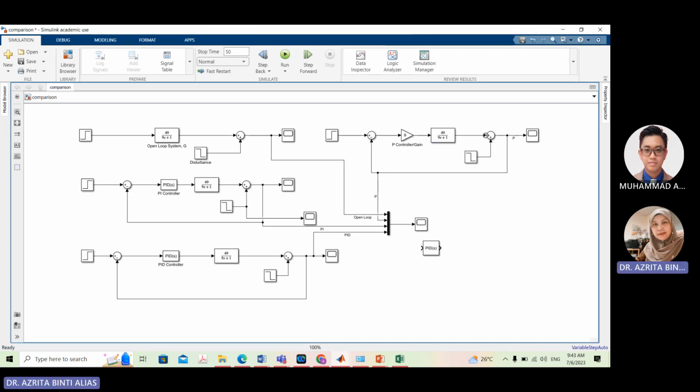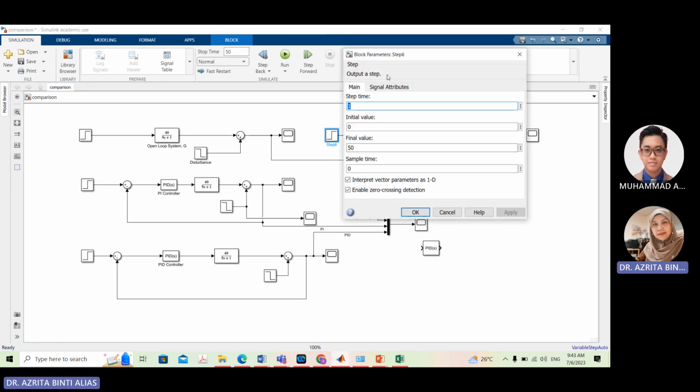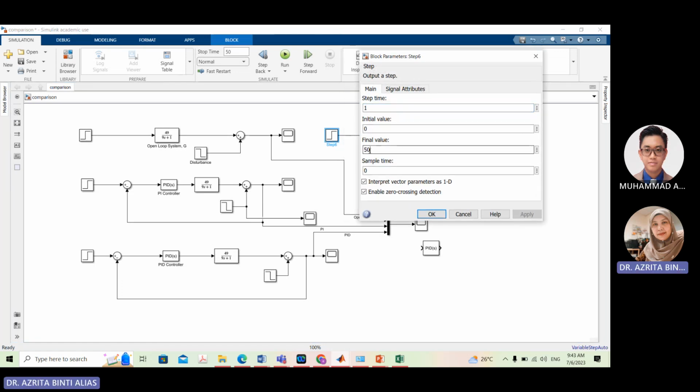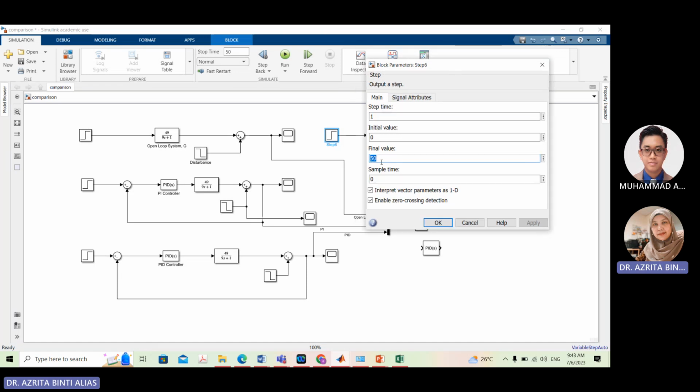Okay, since the system here is the closed loop system, we need to draw the closed loop system here. Okay, and add the disturbance, the same disturbance value from here. So you just copy it and put it here. And then for the step input here, we need to put 15 as the final value for the closed loop system. So we have to put 15. It is different compared to the open loop values. 15. Okay, the same delay time.